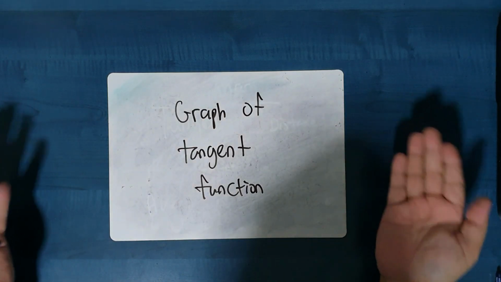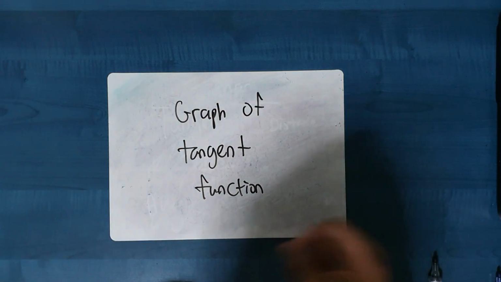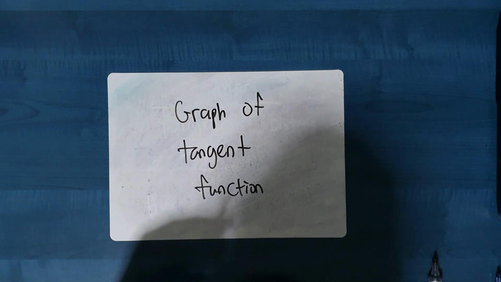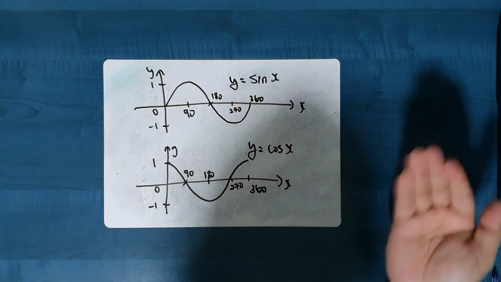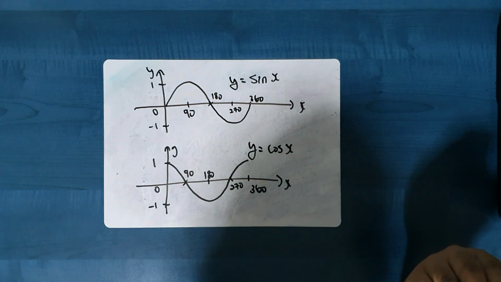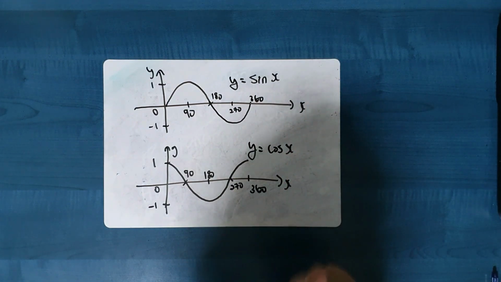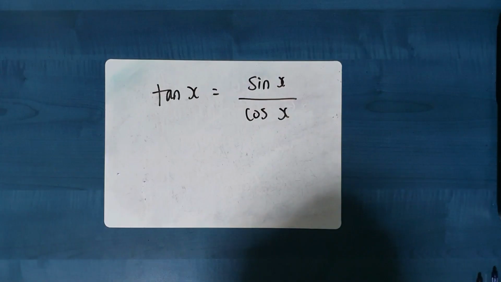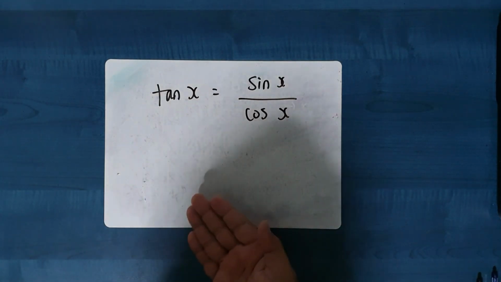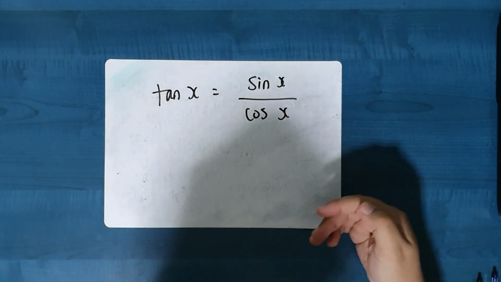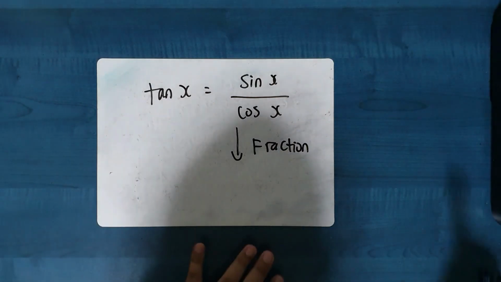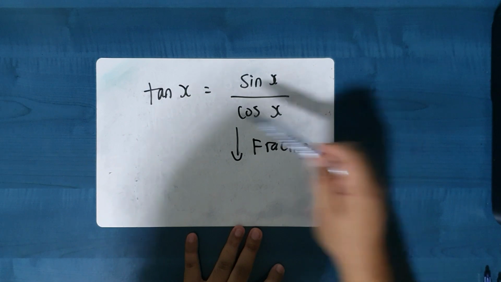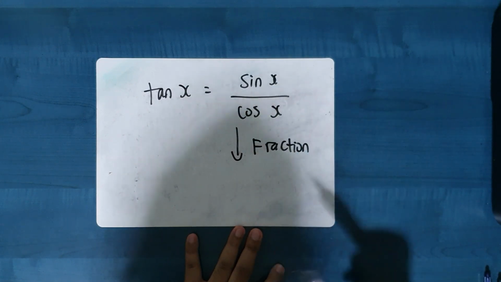Hello everyone. Today we are going to be looking at the graph of tangent functions. We all know what a sine x and a cosine x graph look like, but what does a tangent graph look like? We all know tangent x is defined as sine x over cosine x. If we look at this definition of tangent x, this is a fraction.